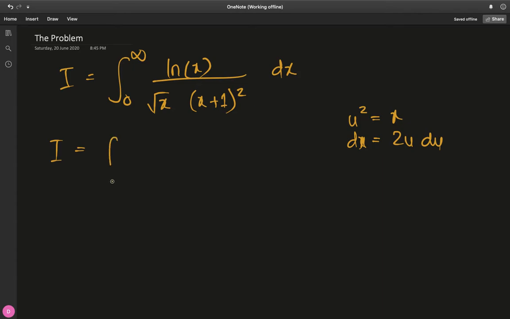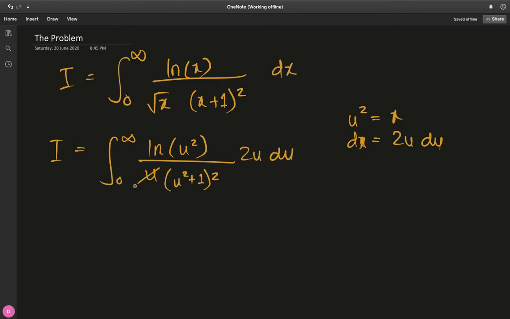We have the integral from 0 to infinity of the natural log of, in place of x, u squared. The square root of x is nothing but u, and x is u squared plus 1, the whole thing squared, and dx is 2u du. The great part is the u's cancel out and we have 2 times the integral from 0 to infinity of the natural log of u squared divided by (u squared plus 1) squared du.